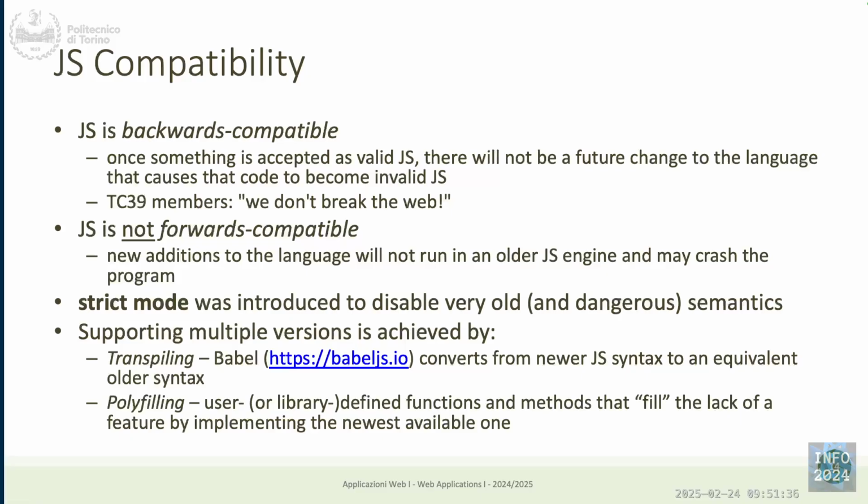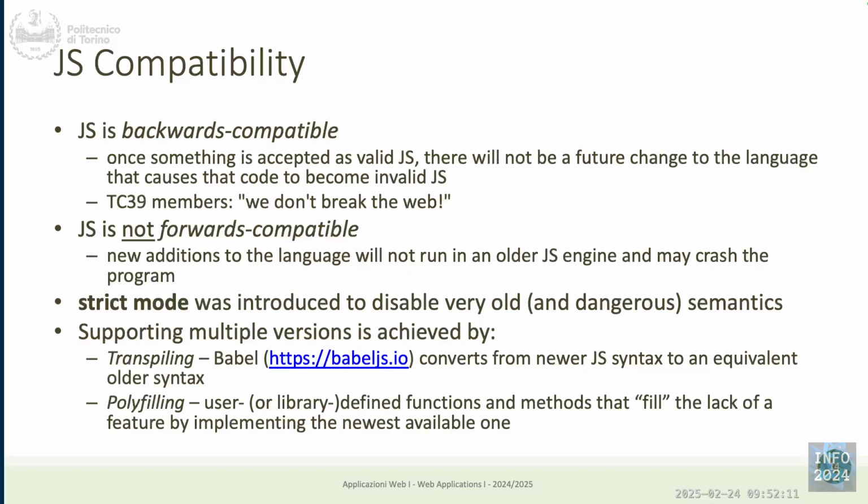So, as a language evolving for 30 years, of course, there's the issue of compatibility. The choice was that JavaScript is backwards compatible but not forwards compatible. What does it mean? It means that if I'm writing some code today, the future version of the language will not invalidate what I'm writing today.